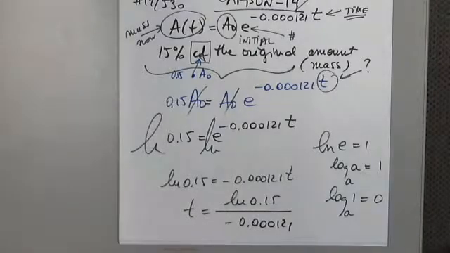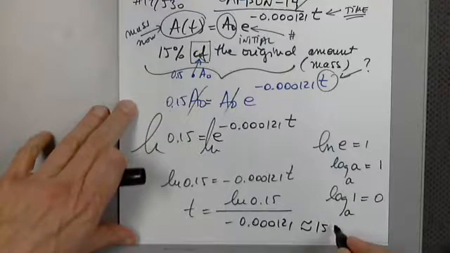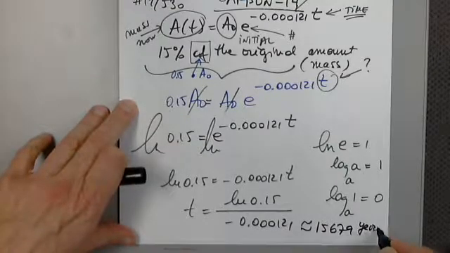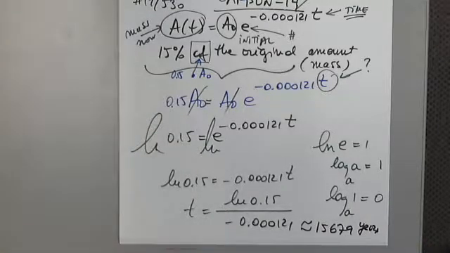I had all the time in the world to prepare this because my students are taking a test, and I didn't. Sorry about that. So we have natural log of 0.15, close, divided by, in parentheses, negative 0.000121. Close the parenthesis and press enter. So we got 15,679 years approximately. That's how old they are.